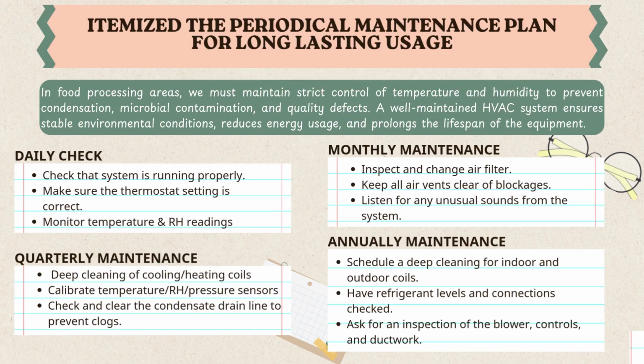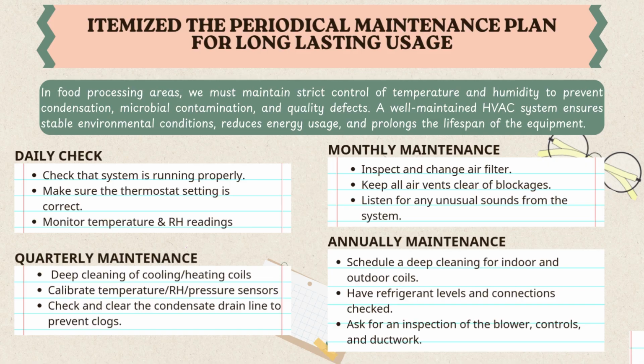Daily checks focus on detecting early signs of malfunction by ensuring that the system runs properly, confirming correct thermostat settings, and monitoring temperature and relative humidity readings. These steps help prevent sudden fluctuations that may lead to condensation, microbial growth, or product quality defects.